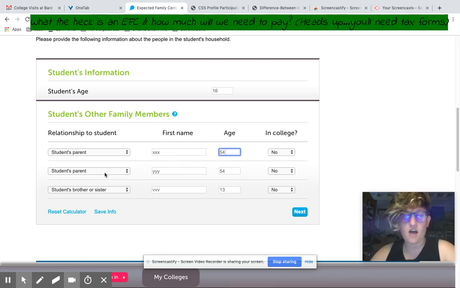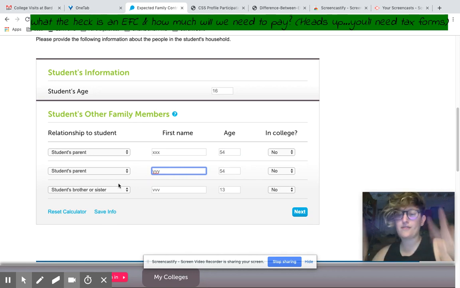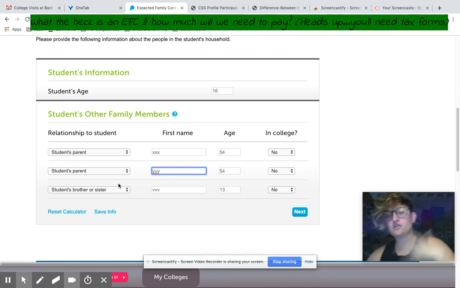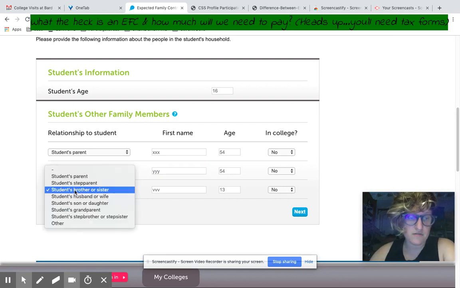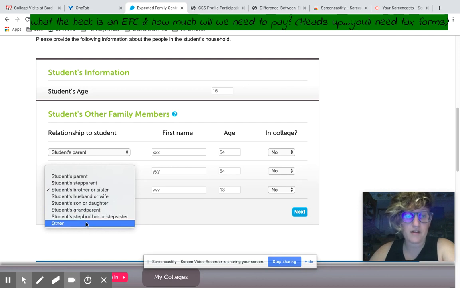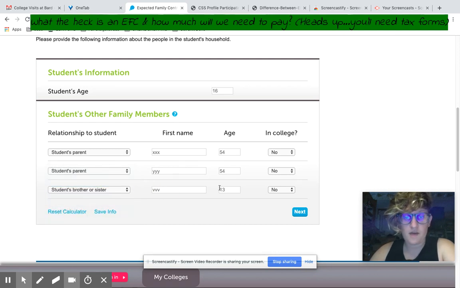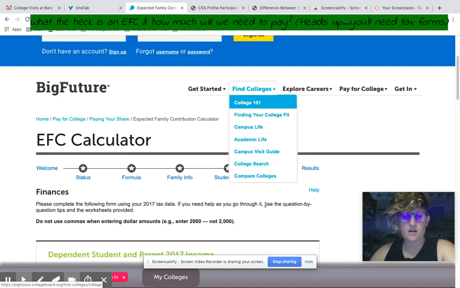Age, are they in college, student parent, right? And again, this is sort of a normative family. You might have one parent and a stepparent. There are a lot of different iterations. I'm just using an example here. Student's brother or sister, or student's son or daughter, student's grandparent. You can add a grandparent, or other. And I put that they're 13 and they're not in college. Now, your EFC might change if another person is in college. All right, EFC calculation.